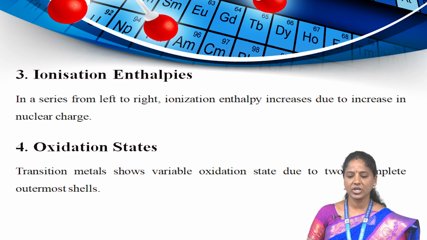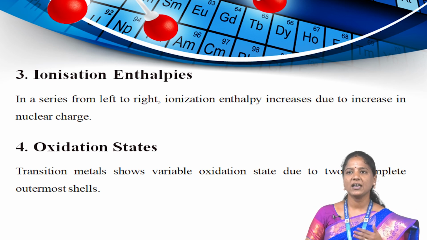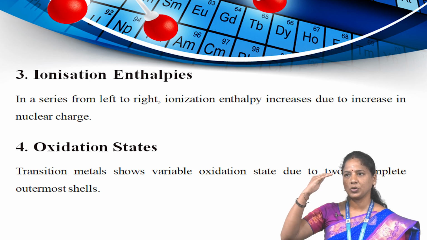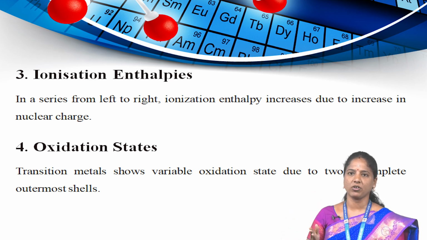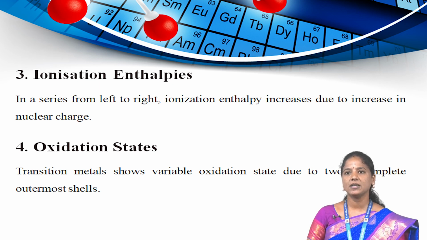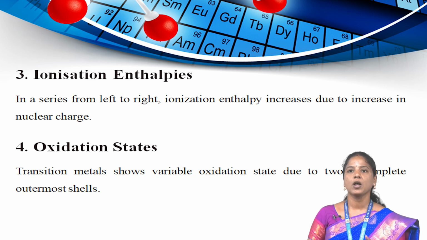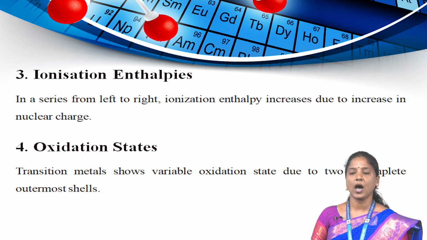Third one, ionization enthalpies. In a series from left to right, the ionization enthalpy increases with increase in nuclear charge. The irregular trends in the first ionization enthalpies of the 3D metals, though of little chemical significance, can be accounted for by considering that the removal of one electron alters the relative energies of 4s and 3d orbitals.